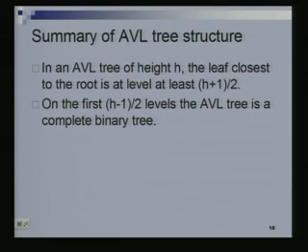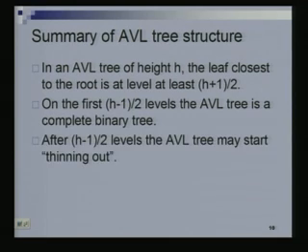We also saw that on the first (h minus 1) by 2 levels, the AVL tree is a complete binary tree. So this is what an AVL tree looks like essentially. For the first half of the levels, it is complete, very dense, and then it starts thinning out. If you turn the tree around, with the root at the bottom, initially it is dense and then it thins out to the full height.